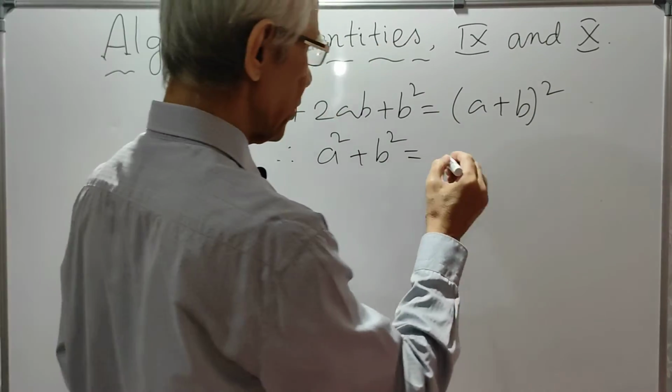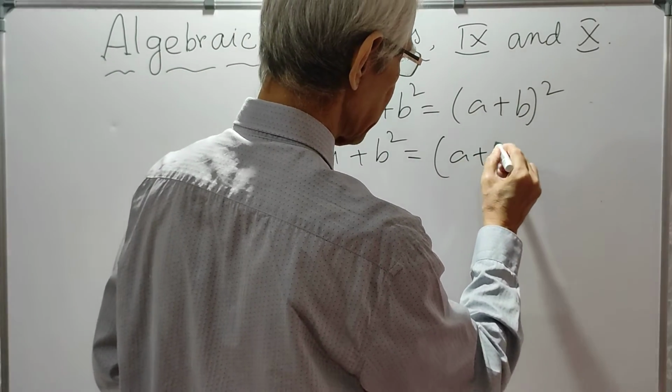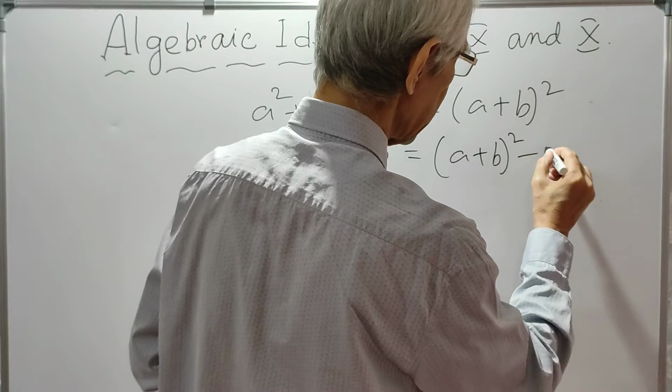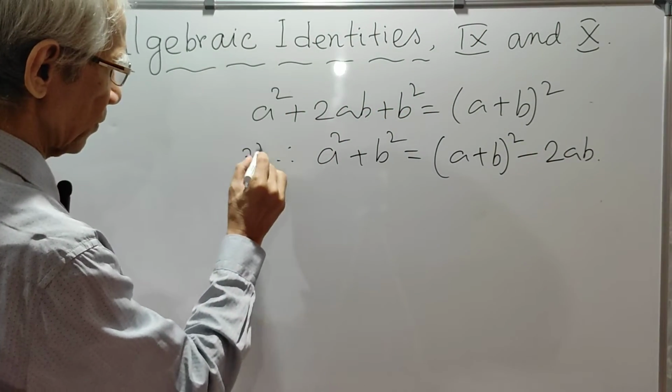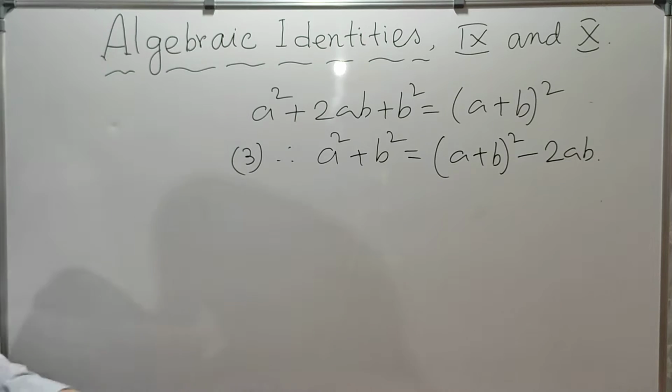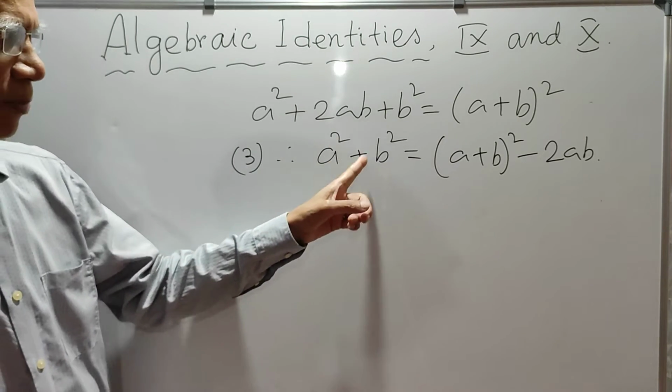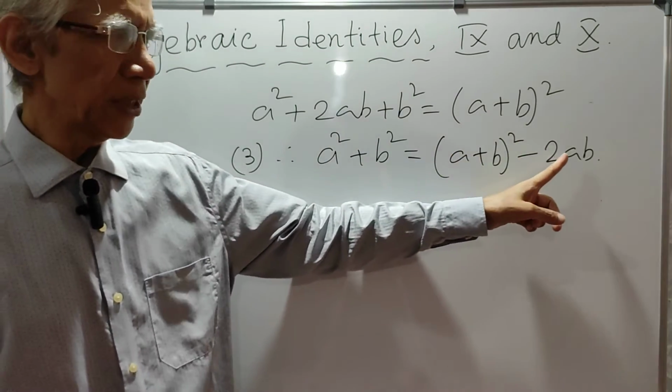Twice AB take to the other side. So it will become A plus B whole square minus twice AB. So this is the third identity. So what is the third identity? A square plus B square equal to A plus B whole square minus twice AB.